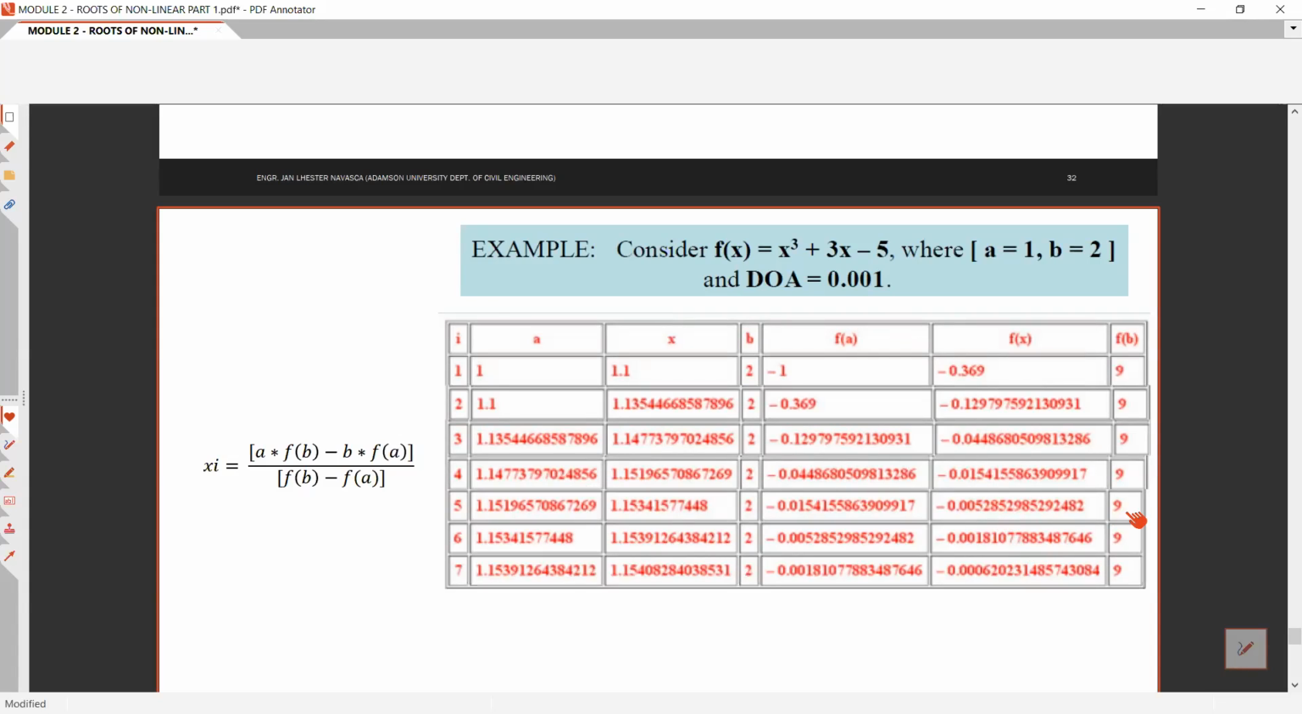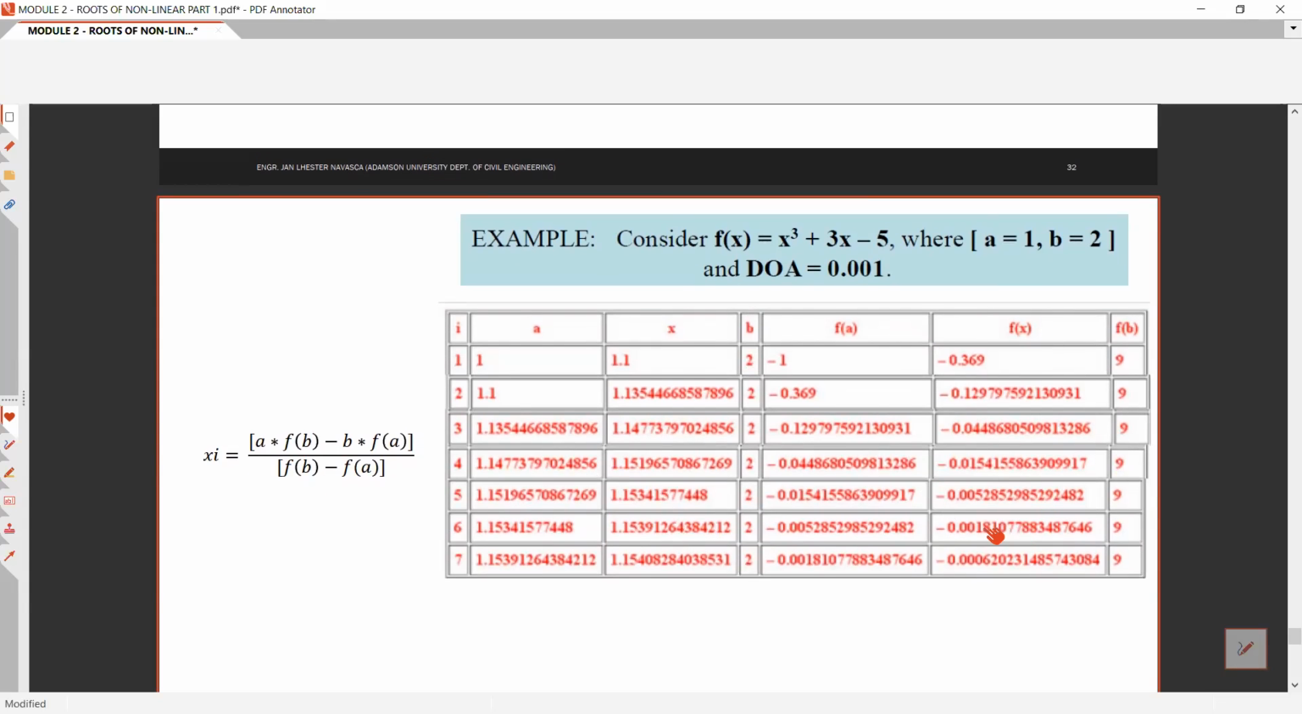Then check mo ulit. Dito ulit siya nag-negative, di ba? Pasok mo doon. Okay. Yan again. And check f of a, check f of b. Okay? Then, plug in yung xi. Okay? Get this one. Then after that, get the f of xi, 0.0018, 0.001. Hindi pa pwede. Okay? Tuloy ulit sa the next iteration, 7th iteration.